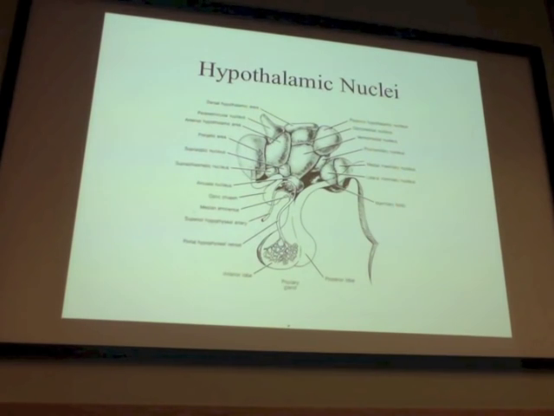This is a more anatomically correct representation of the location of the nuclei, and I'll point out to you again that we have the pituitary gland right here. We have the infundibulum here, and then these are all the nuclei of the hypothalamus. It's also important to remember that the optic chiasm is very close to this, so the optic chiasm and the optic nerve are a lot of times involved in pathology that affects the hypothalamus and the pituitary.